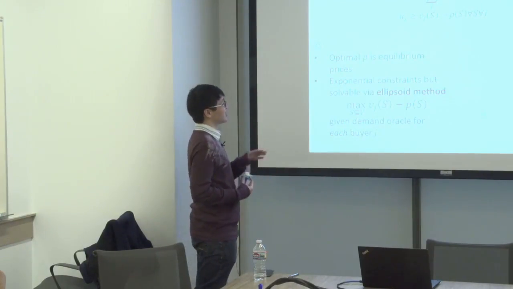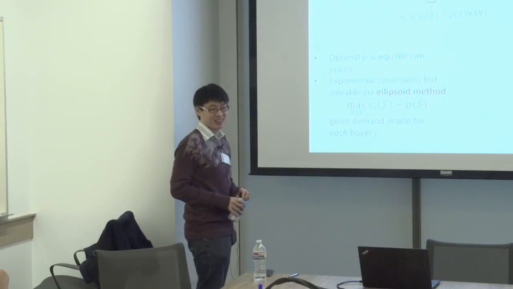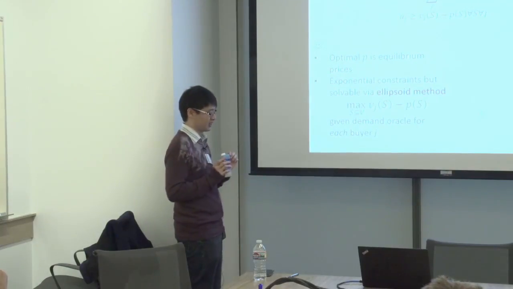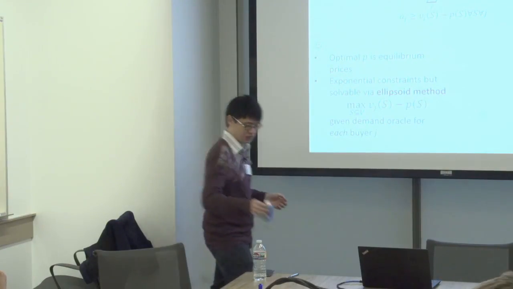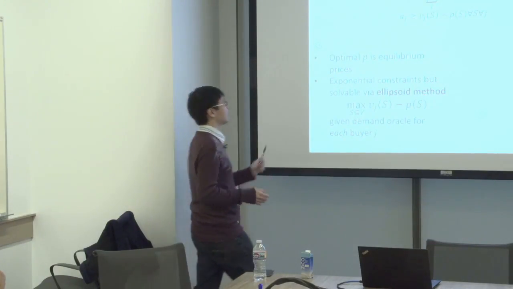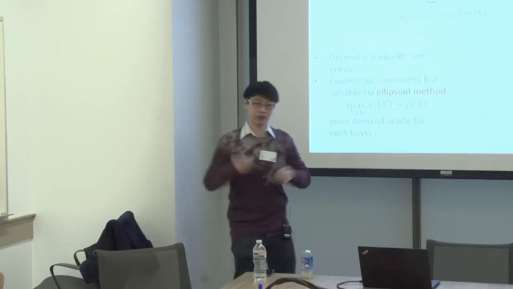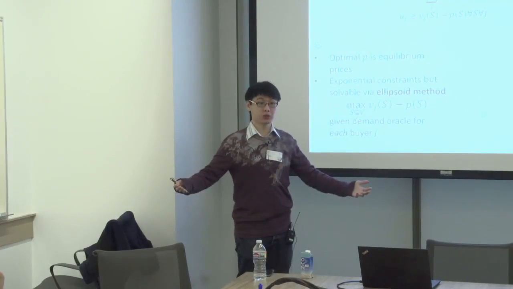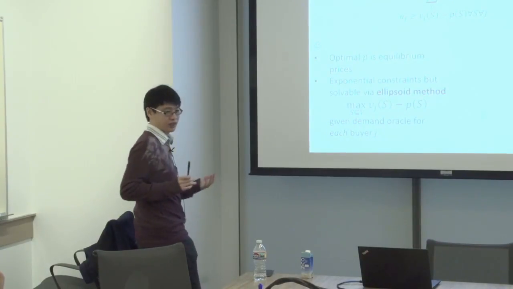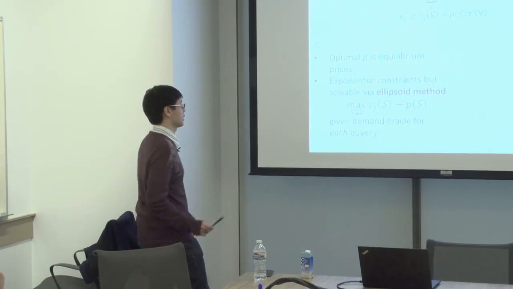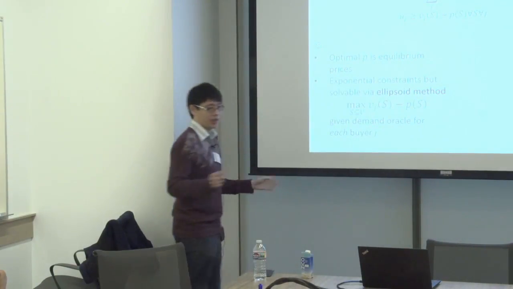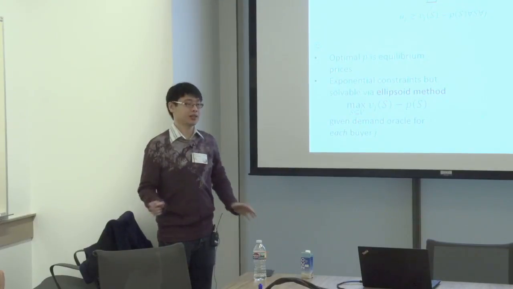Yeah, so don't worry too much about the form of this LP. But the feature I want to highlight is that this LP has exponentially many constraints, because you have exponentially many bundles of items. So to solve something like this, you need a separation oracle for each of the constraints, and this oracle makes sense economically.